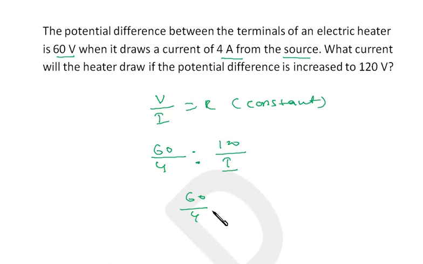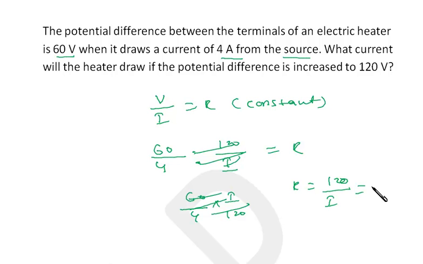So 60 by 4 will be R, and similarly R will be 120 by I. R can be calculated from here: 60 by 4, that's 15. So I will be 120 by 15, that is, I will be 8 ampere.